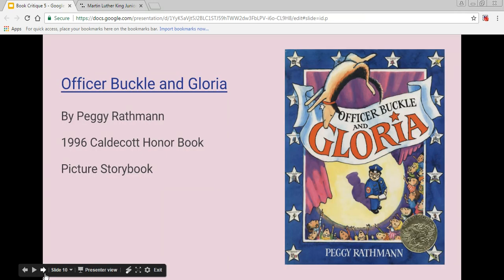The next book I had was Officer Buckle and Gloria. This is a very fun story that tells the adventures of Officer Buckle, a safety officer who travels around to schools to give safety tips. Usually the students do not listen to anything he says, but one day Officer Buckle is given a police dog named Gloria who assists him in all of his safety talks. They become instant sensations, and everyone wants to have them come back and give many more safety talks.